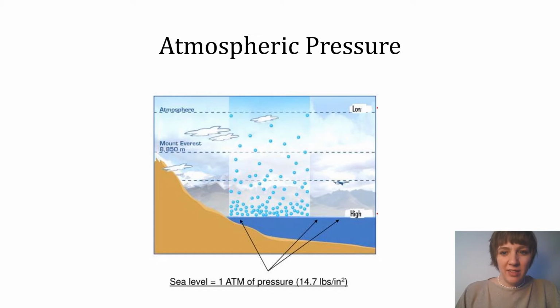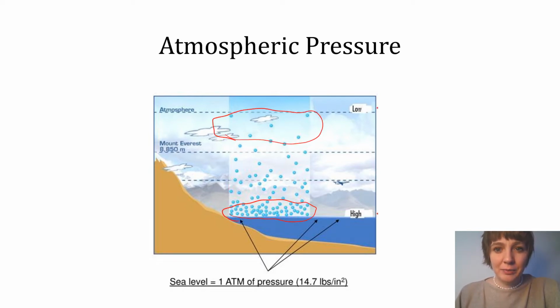So the density of the atmosphere decreases with elevation for two reasons. One, the farther up you go, the less atmosphere that you have weighing down on you. And two, the farther up you go, the weaker the gravitational attraction between the atmosphere and the Earth. This results in the atmosphere being much denser down near the surface of the Earth than up at higher altitudes.